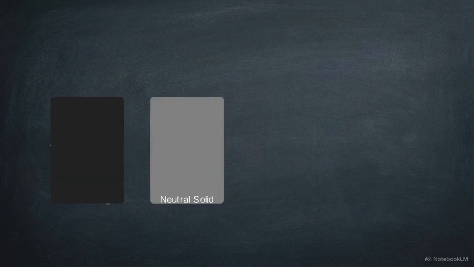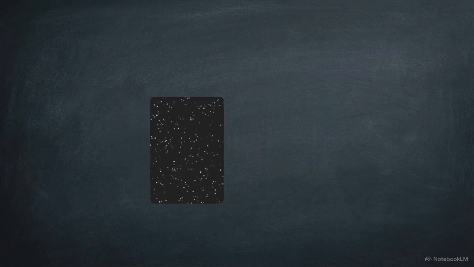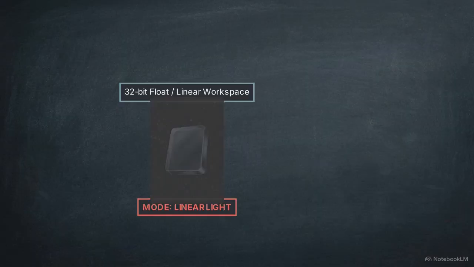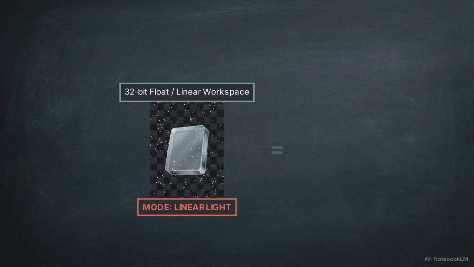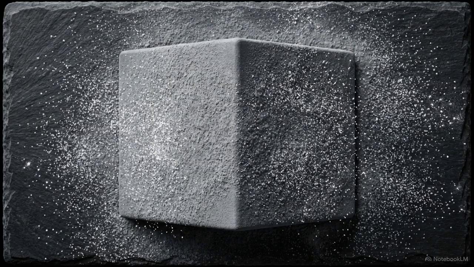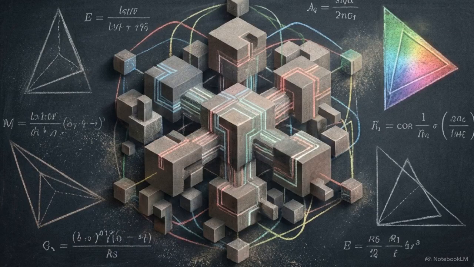By layering the dark footage over a 50% middle gray solid, we can subtract the image data. Using the linear light blending mode in a 32-bit workspace isolates the analog sensor noise from the footage. Rendering a 10-second loop of this math creates a true camera noise plate. Overlaid on the master composition, it provides flawless optical matching with zero plugin overhead.